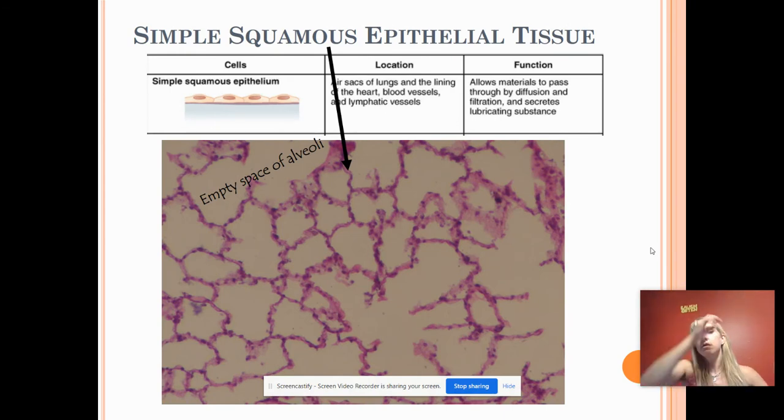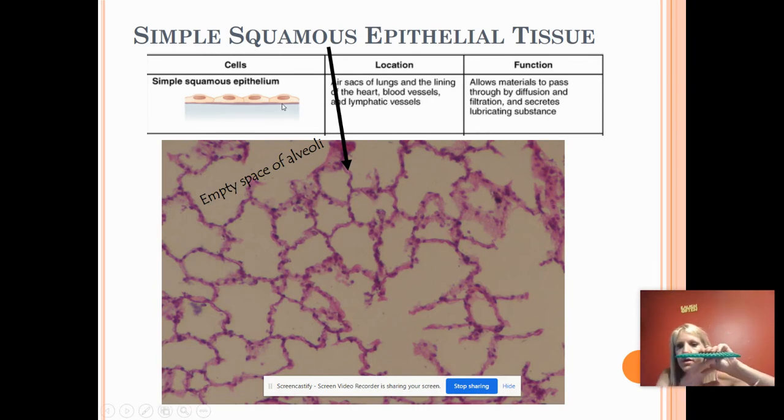Simple squamous epithelial tissue. So this is a picture of alveoli right here. See it? See all that white stuff? Do you remember what that would be? That would be air sacs. So that would be where the gas is. Look how thin that is. That makes up your alveoli. It's that thin. And the oxygen and the carbon dioxide are going to be hanging out inside that alveoli.